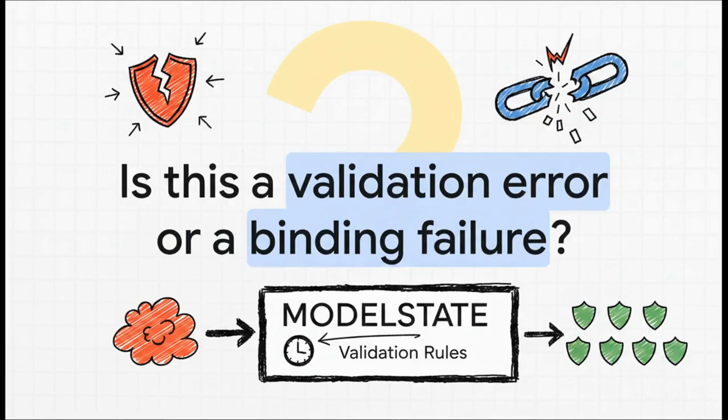So let me ask you, is this a validation error or a binding failure? It's a binding failure. The validation rules for age, like maybe checking if it's over 18, they never even get a chance to run. Why? Because the data couldn't be bound to the model in the first place. The crucial point here is that ModelState catches this fundamental type mismatch before validation even starts.